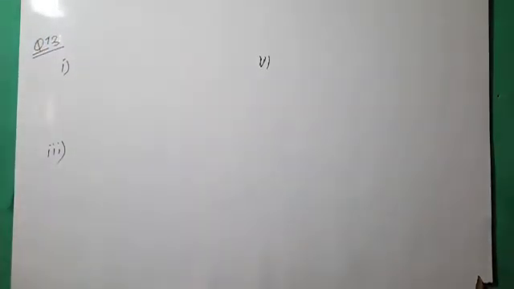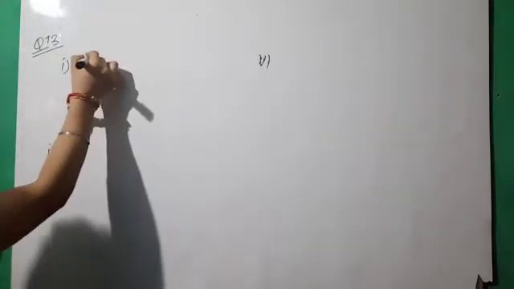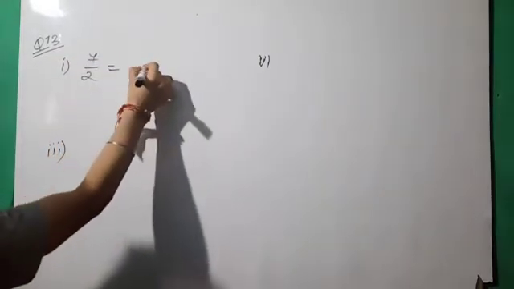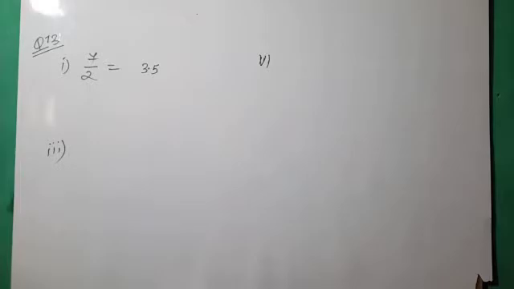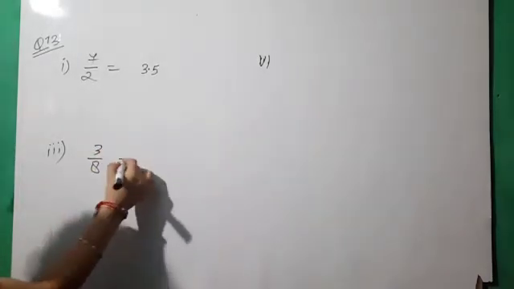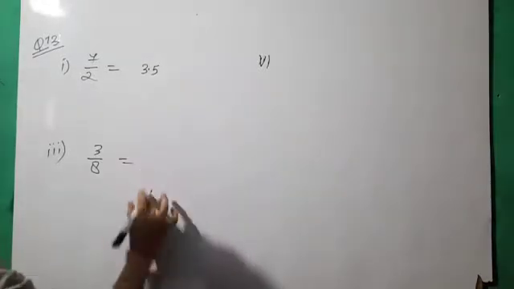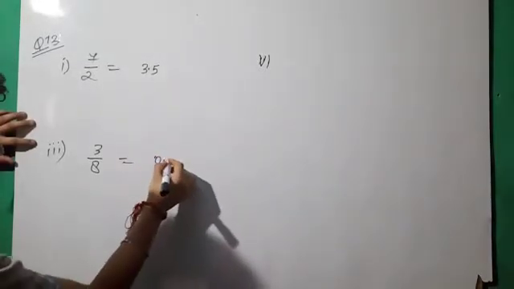Okay, question number 13. For the first part, we have 7 upon 2. If we want to convert 7 upon 2, that is 3.5. Directly divide the number by 2. Okay. For question number 3, that is 3 upon 8, which is 37.5 upon 100. Okay. That is 0.375.